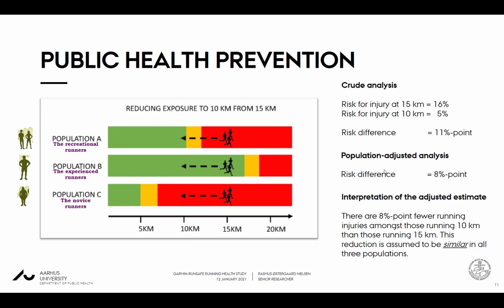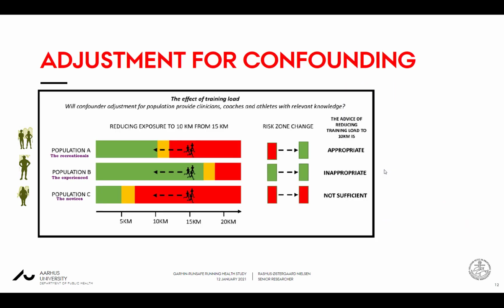If we look at the figure, the green is representative of the safe zone, where the injury risk is low. Yellow is the medium zone, and red is the high risk zone. And we can see on the graph that the population B, the experienced runners, when they run the 15 kilometers, they are in fact in the green zone. Whereas the novice runners running both 10 and 15, both populations are in the red zone. So possibly the advice of changing training load to the same extent in all 3 populations is inappropriate.